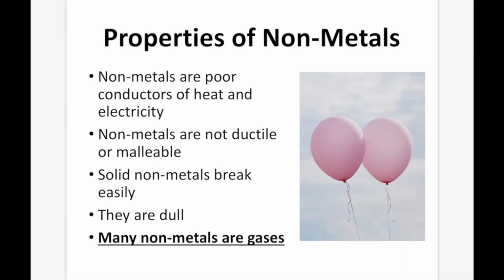Properties of nonmetals. Nonmetals are poor conductors of heat and electricity. Nonmetals are not ductile or malleable. Solid nonmetals break easily. They're dull, and many nonmetals are gases. So you can see they're kind of the opposite of metals.